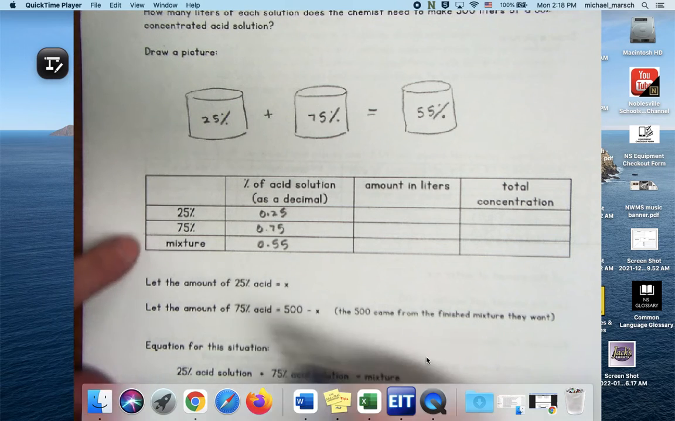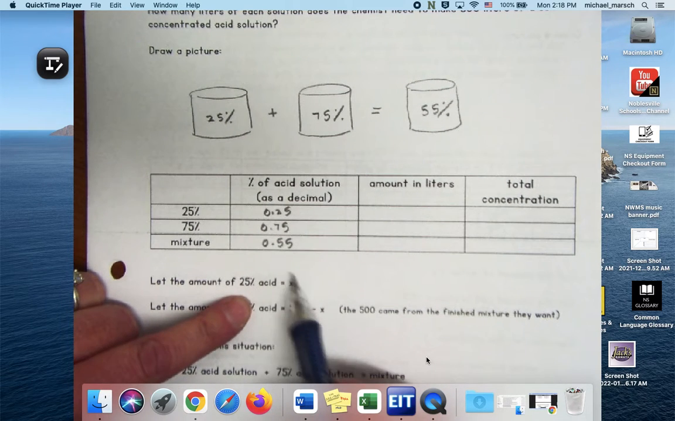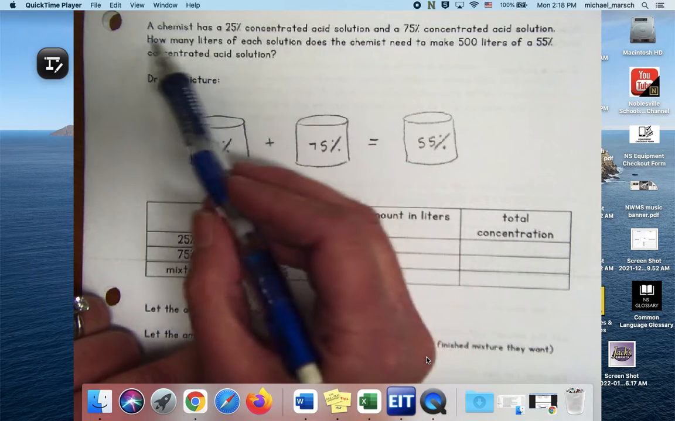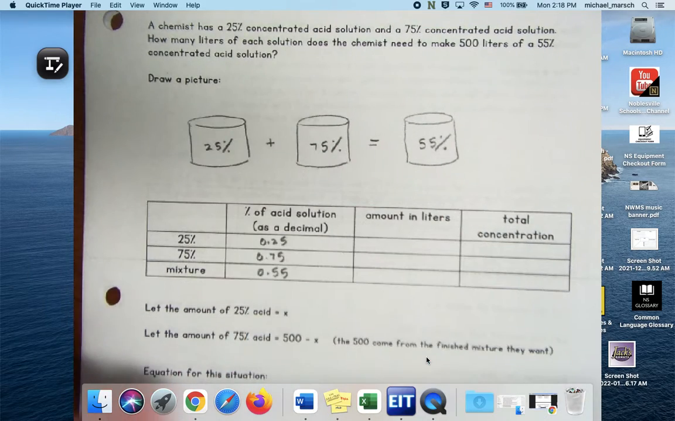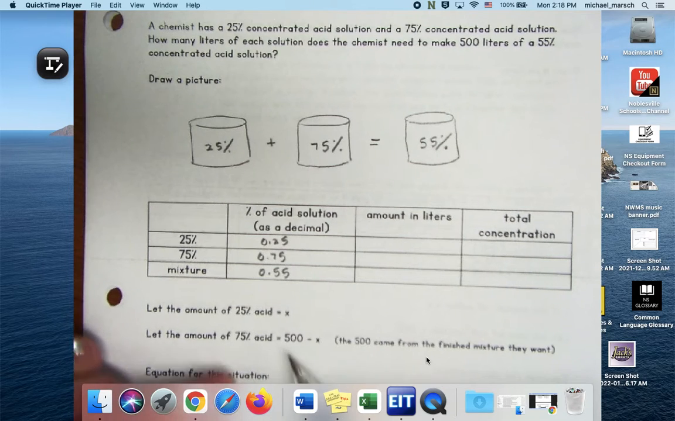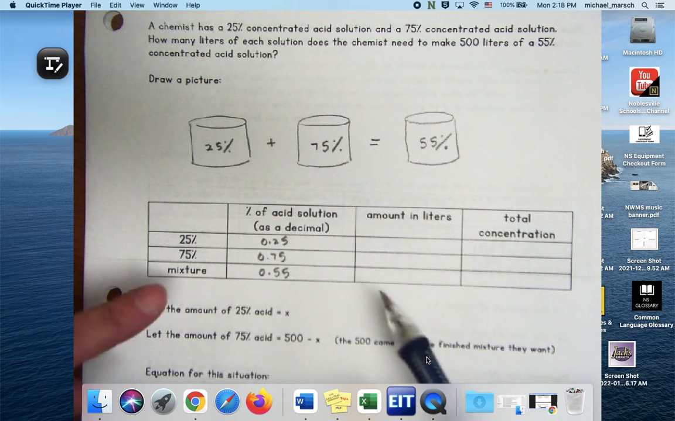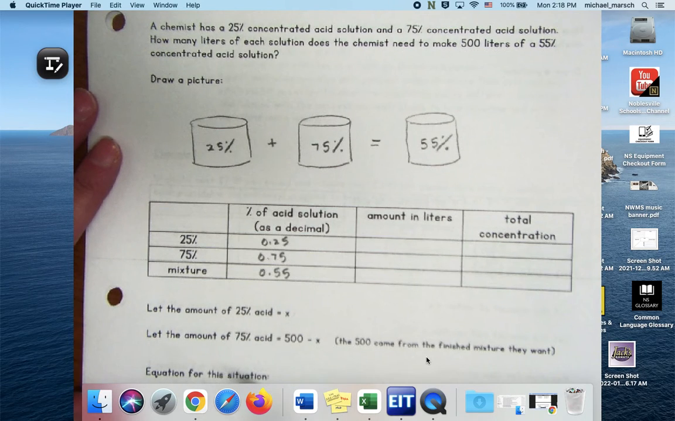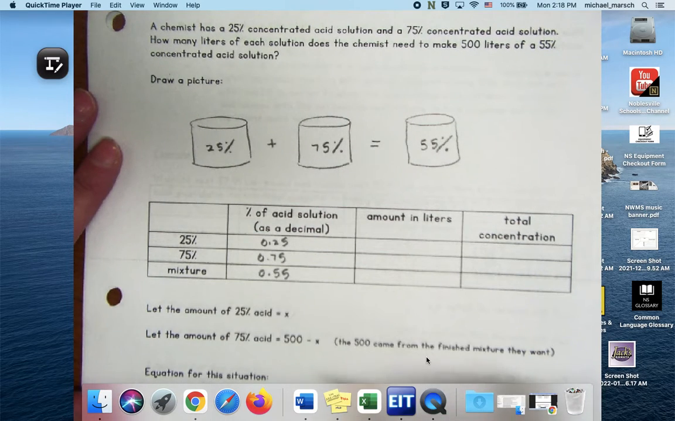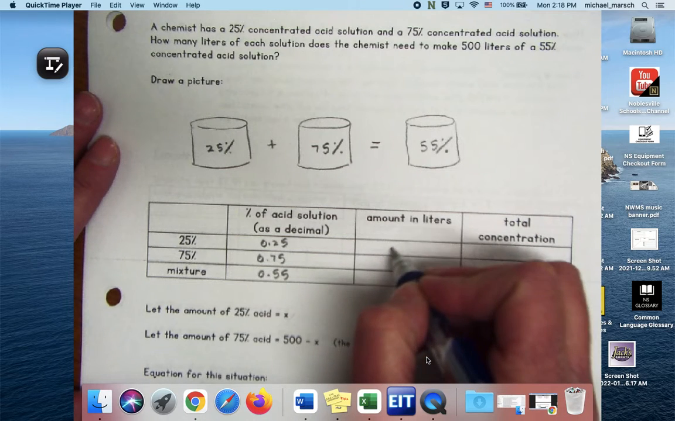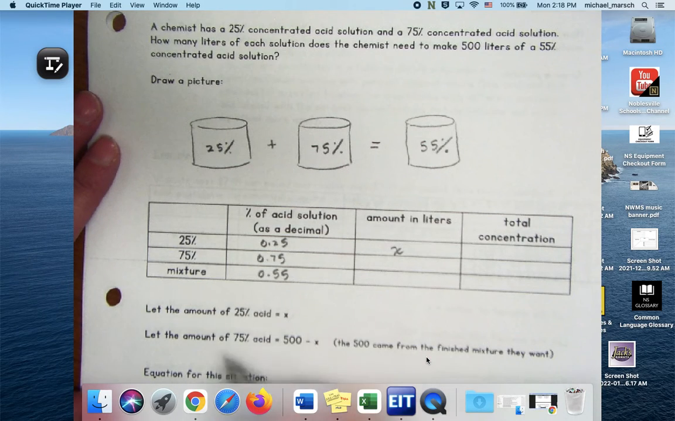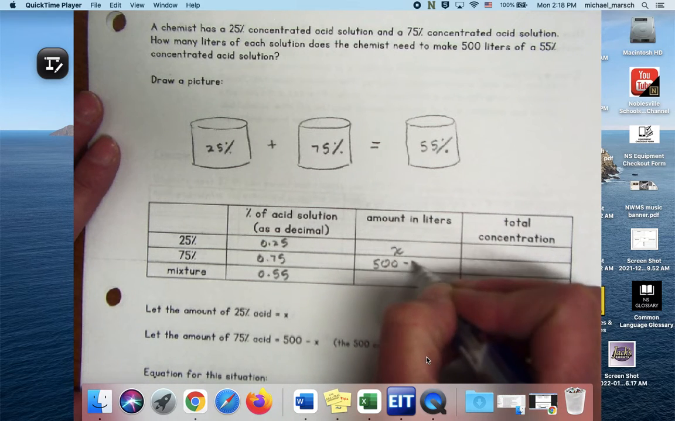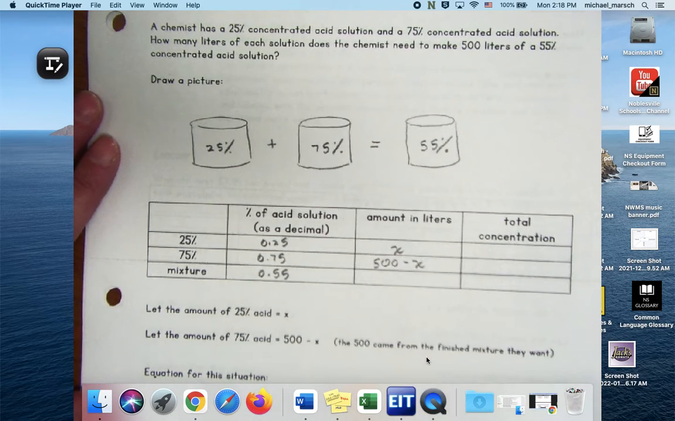And then we're going to make the 25% solution our x. Guys, I literally make this decision based on what's given to me first. If you wanted to make the other one x, then you would just rearrange it on the table. So there's no wrong one to choose for your x value. You just need to stick to it and then choose your other things around that. So if 25% is x, then the 75% is going to be 500 minus x, because remember they want 500 liters.